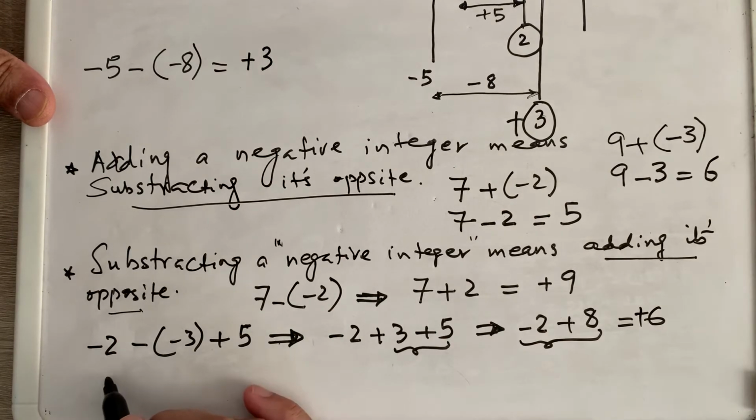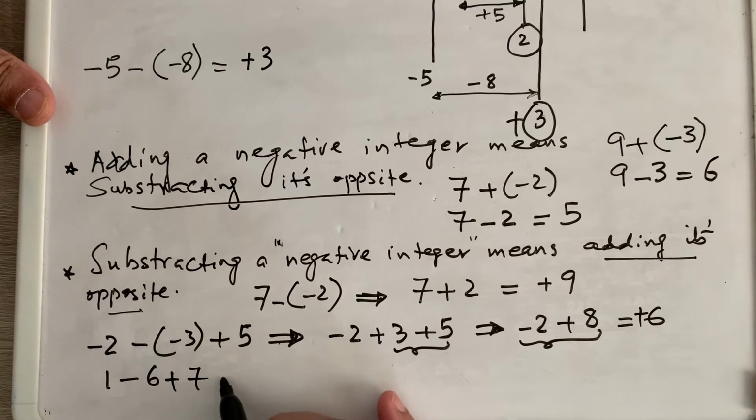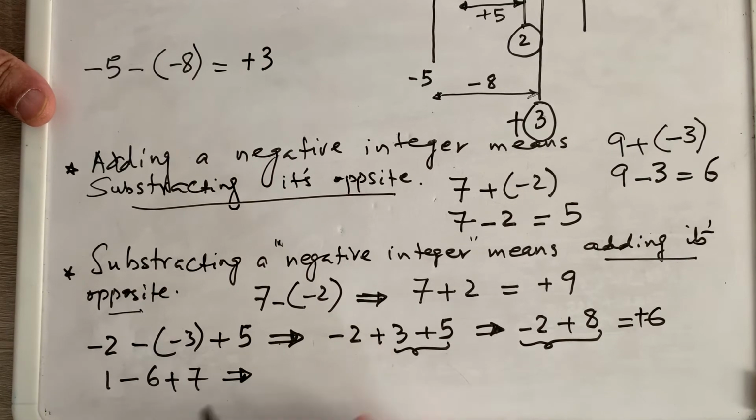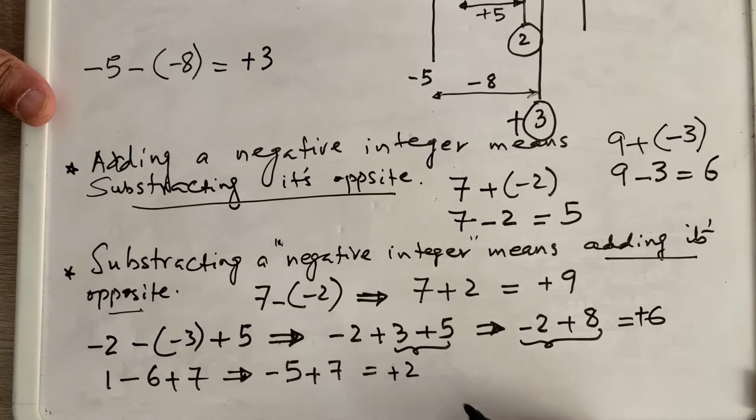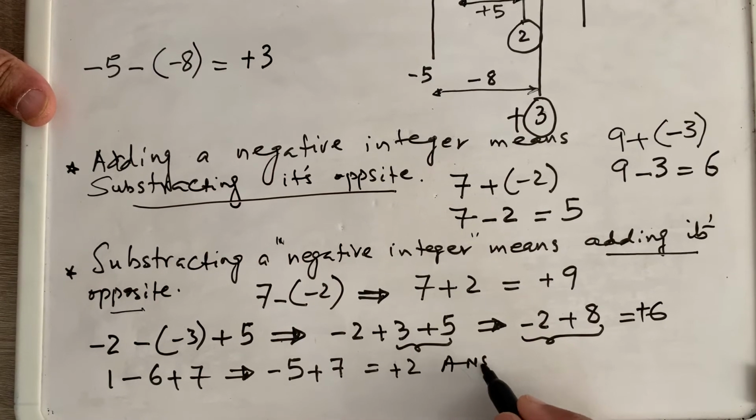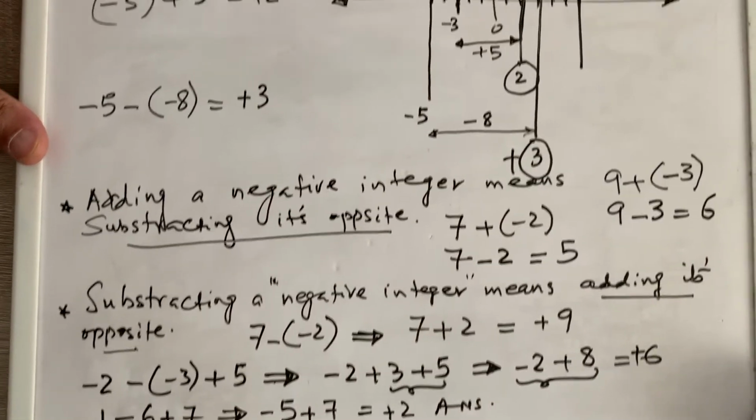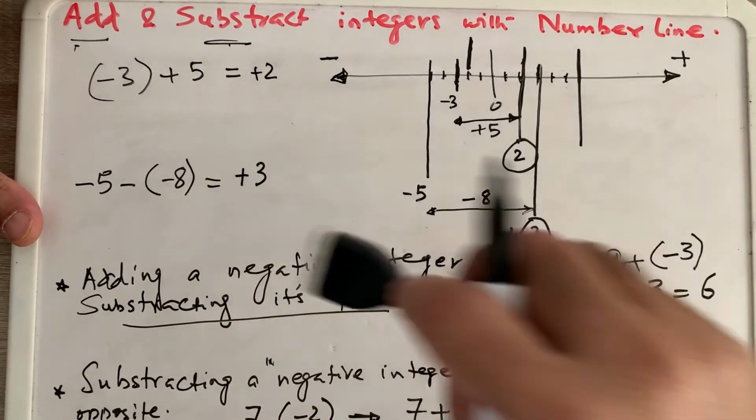Maybe we can take another example. What we can have here is 1 minus 6 plus 7. 1 minus 6 will be giving me minus 5, and plus 7. Now minus 5 plus 7. If you move minus 5 to the left and then plus 7 to the right, you will be arriving at plus 2. So your answer will be plus 2. So you have to make some more practice with these integers and moving on the number line.